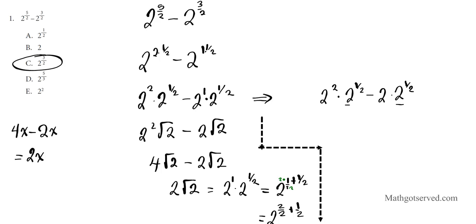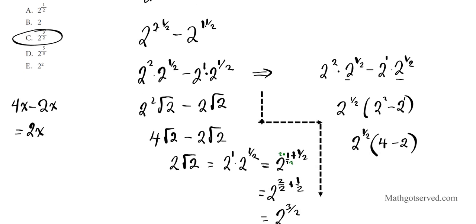If I factor it out, I'll have 2 to the 1 half on the outside, and I'll be left with 2 squared minus 2. All right, and then I have 2 to the 1 half. 2 squared, well, this is the one right here, minus 2, we can just write it as 4 minus 2. What's 4 minus 2? 4 minus 2 is 2, right? So we have 2 to the 1 half times 2, right?